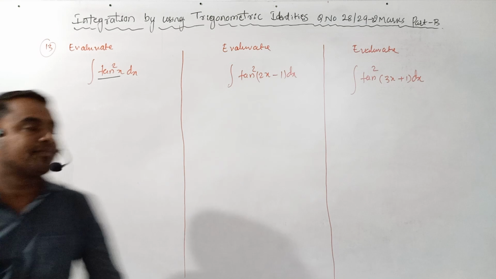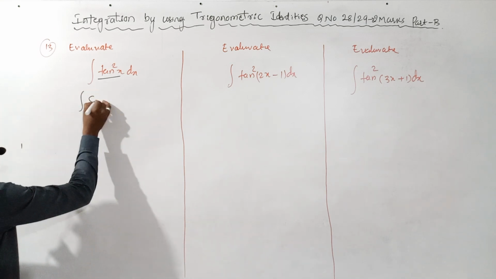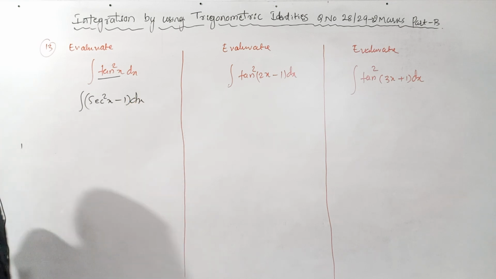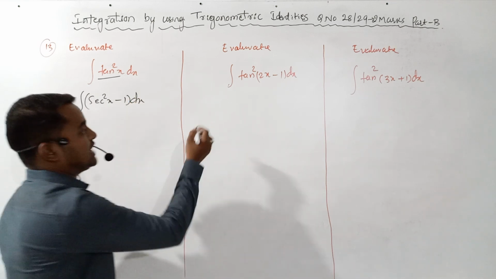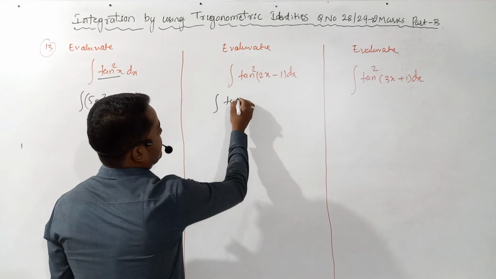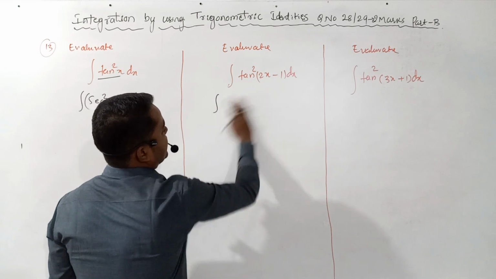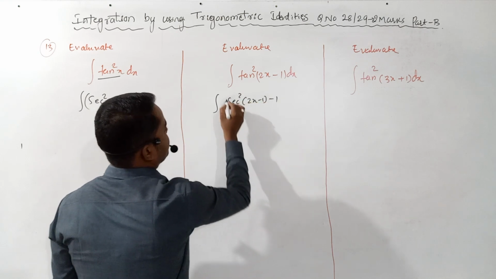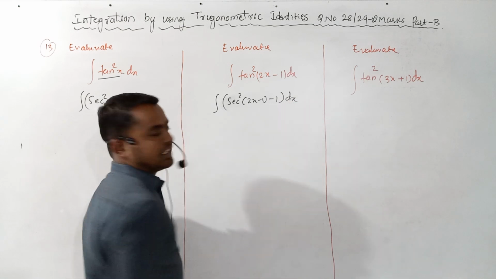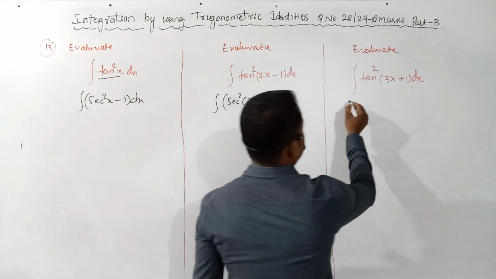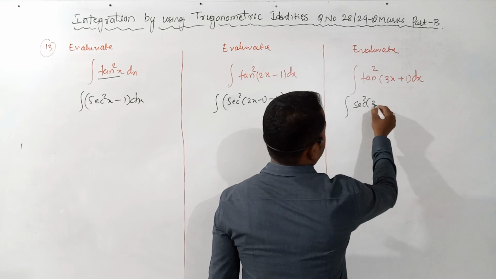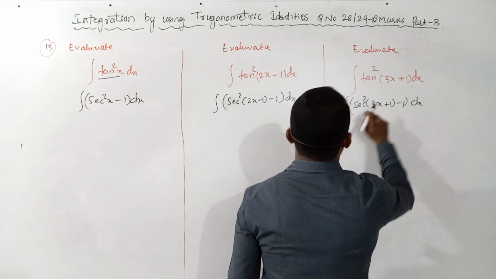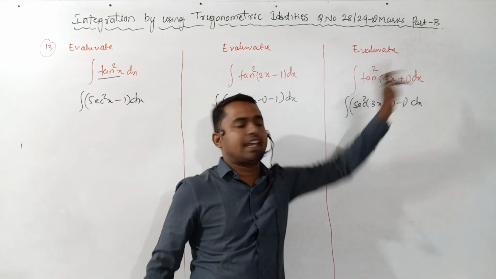By using that identity, tan square x is sec square x minus 1 dx. Tan square x can be written as sec square x minus 1. In the same way, it is also tan square x, but instead of x, what is here? 2x minus 1, that is sec square 2x minus 1 minus 1 dx. The last one is also the same: integration of sec square 3x plus 1 minus 1 dx. Instead of x here, 2x minus 1 is there. Instead of x here, 3x plus 1 is there.